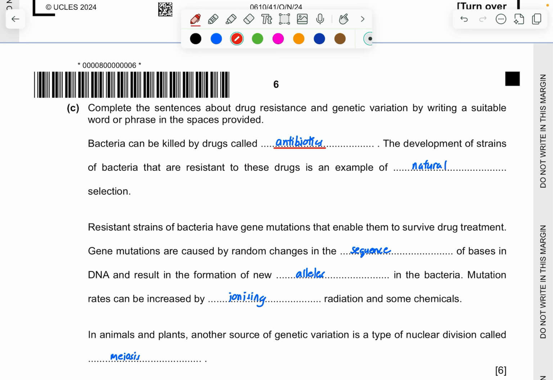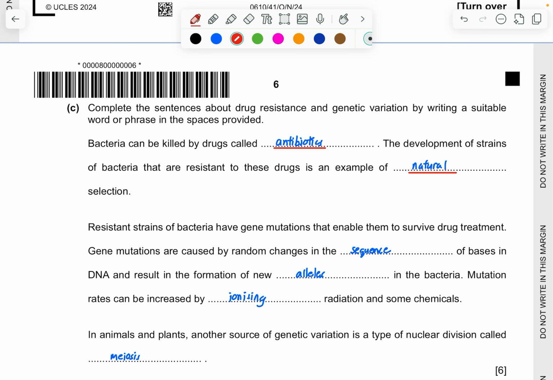Development of strains of bacteria that are resistant to these drugs is an example of natural selection. I'm sure you know why it's natural selection: they actually compete over who's going to be the best of the best. It is not artificial selection, because artificial selection is usually humans picking out the best characteristics, and we do not want that in bacteria. Generally, natural selection is a very natural process that it undergoes.